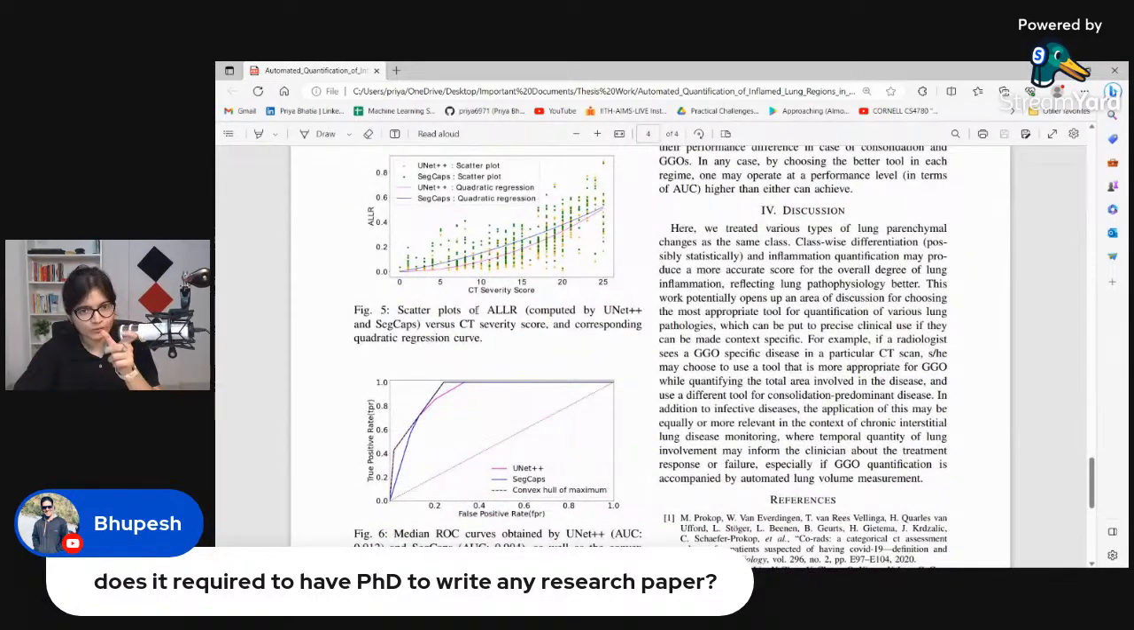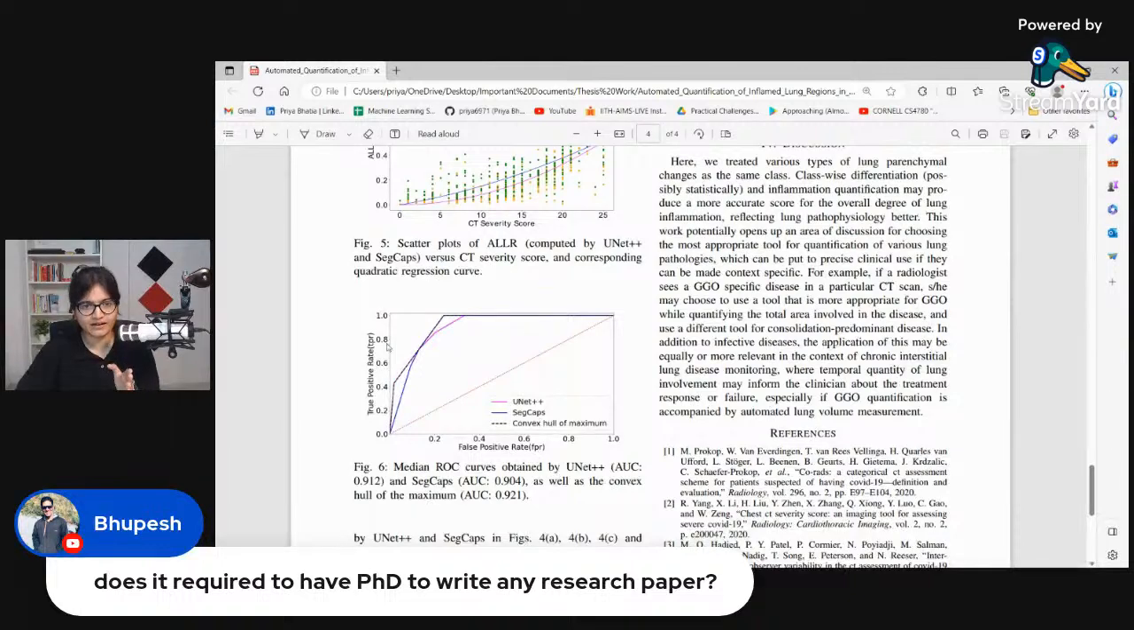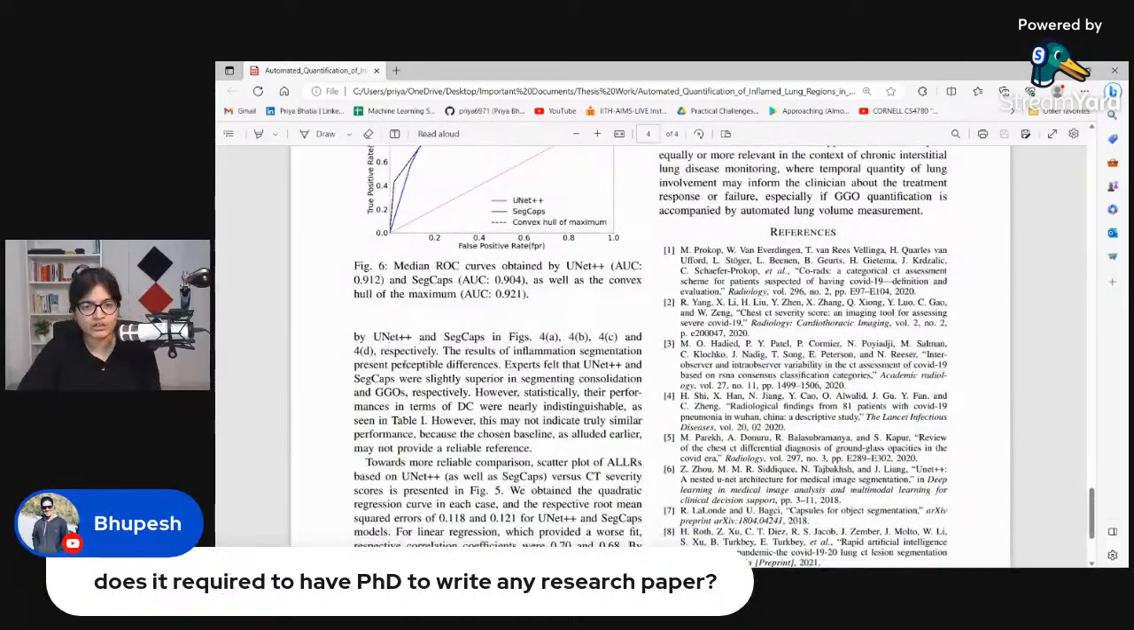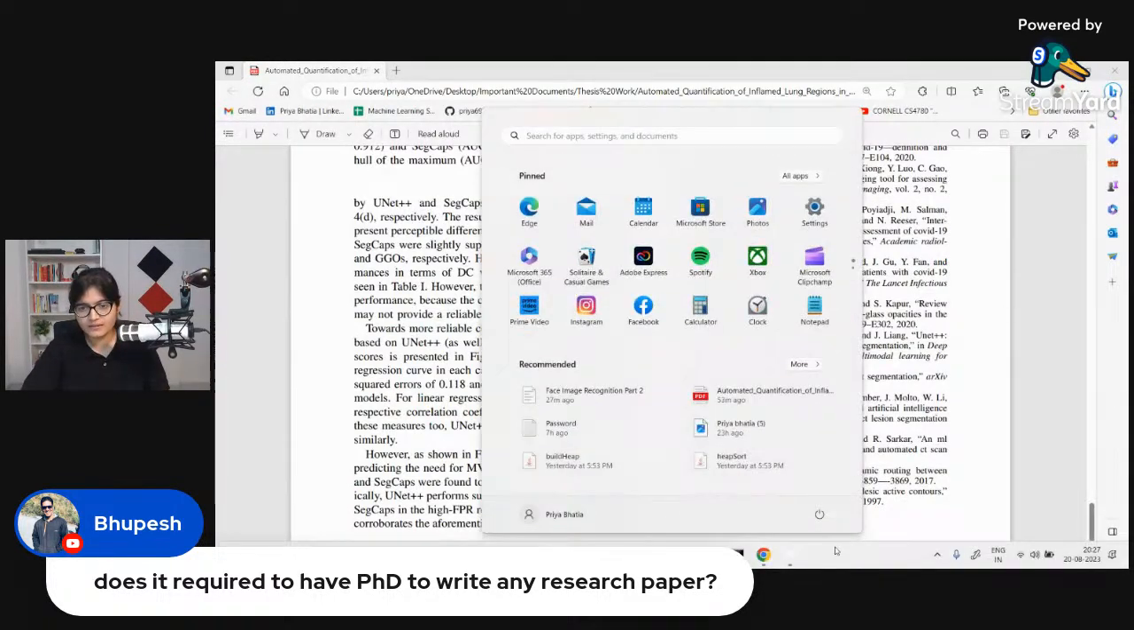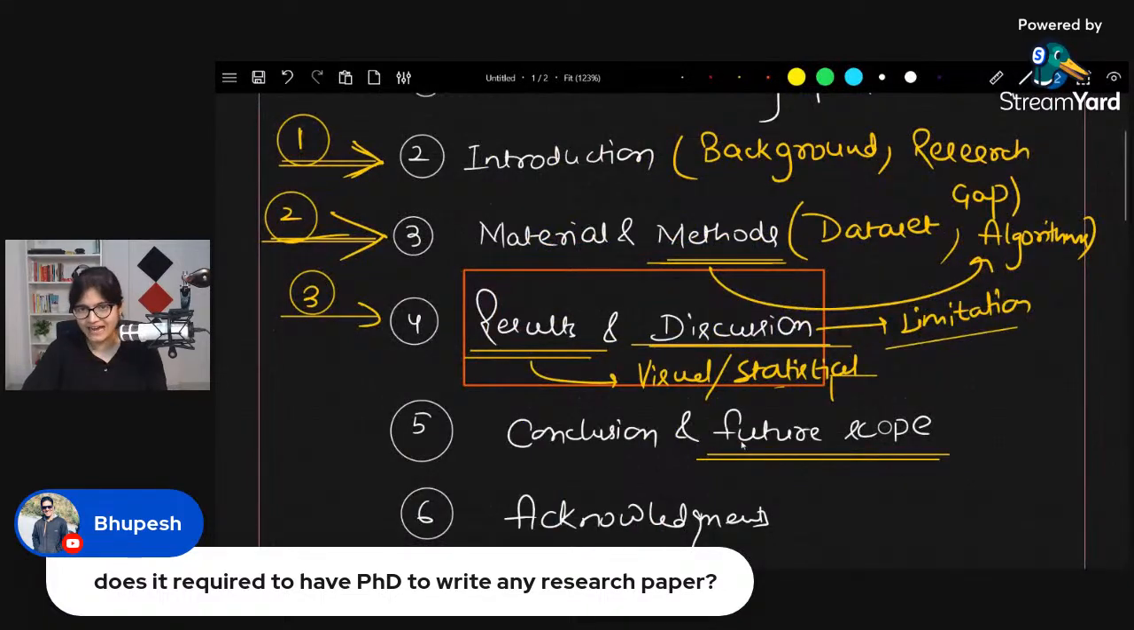One is the stats, which is a graph between the CT severity score and all R. One is a graph between FPR and TPR. So that's what I was saying, that try to attach something graphically, statistically, and it's not that you just have to attach it, you just have to explain also what these graphs are indicating. So I have done a lot of explanation here that what these figures are indicating in my below part of the section. So this is the point which I until so far I have talked about.